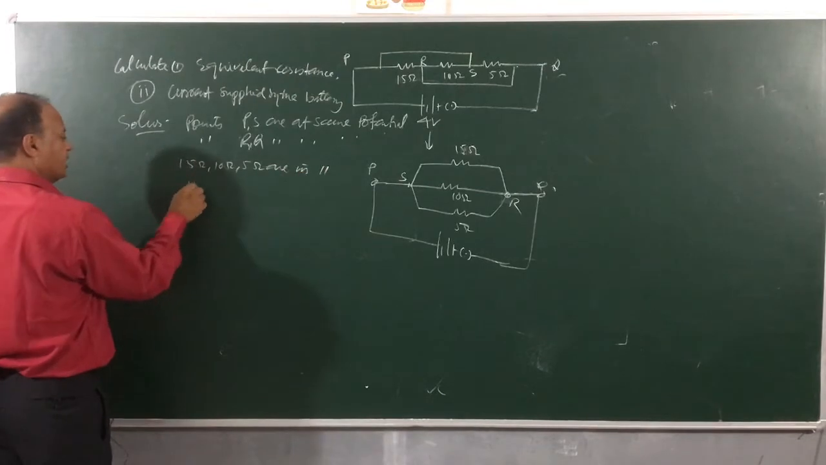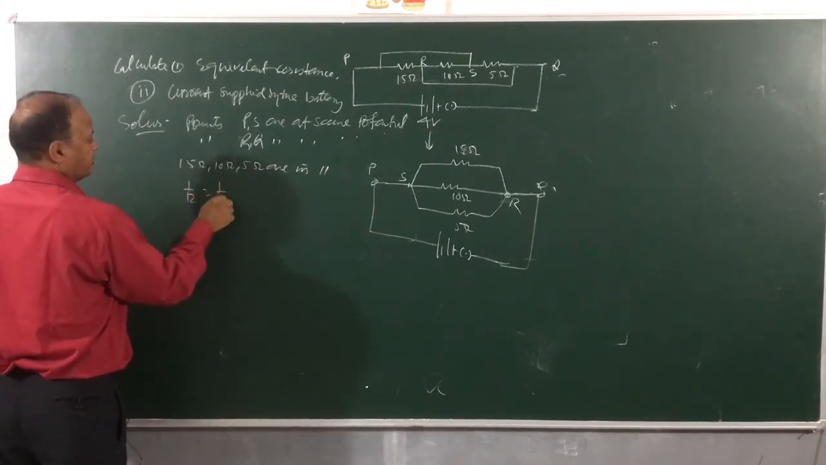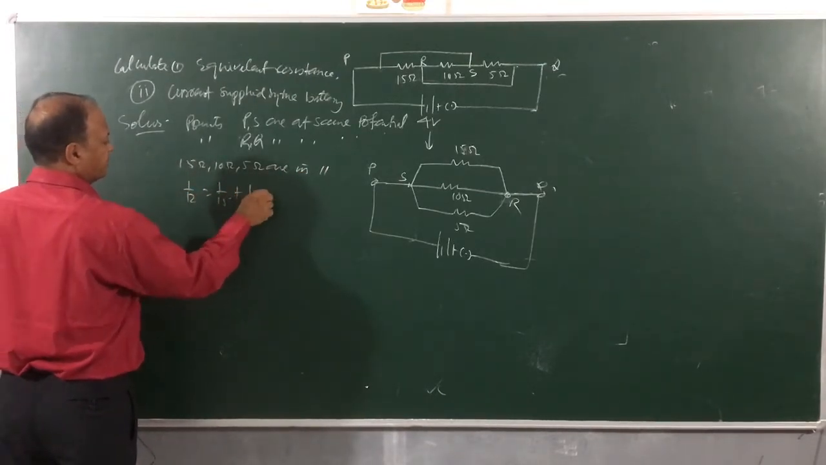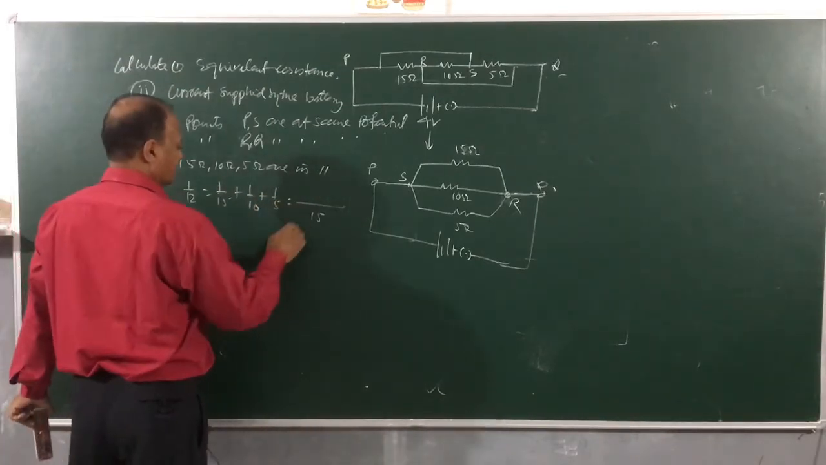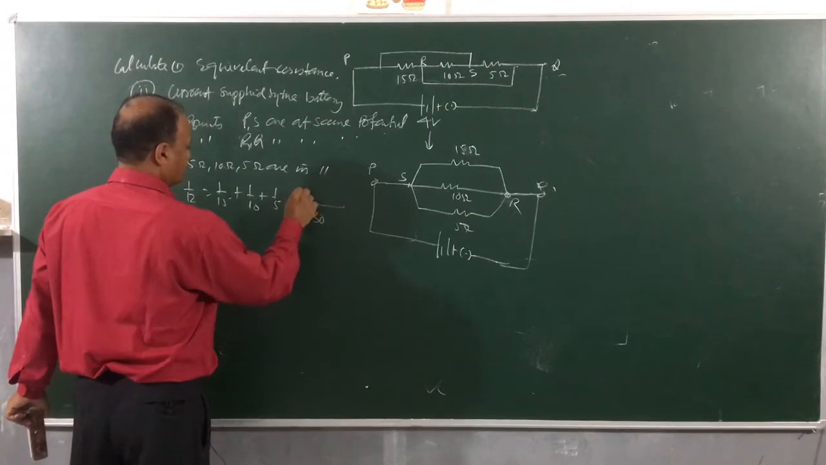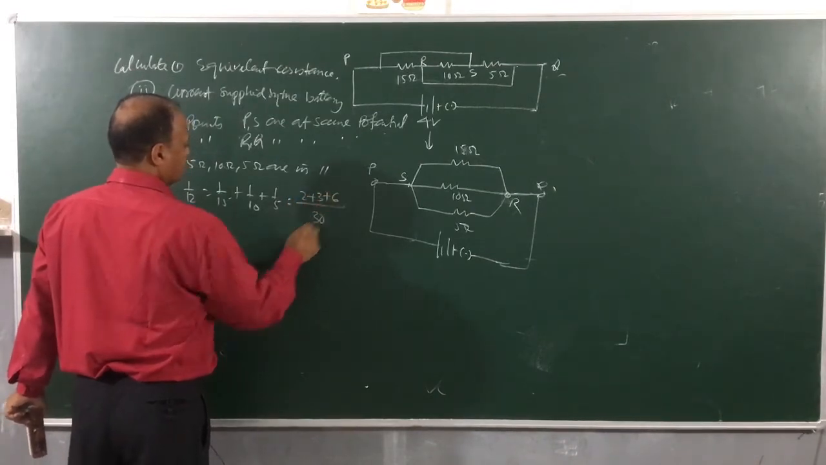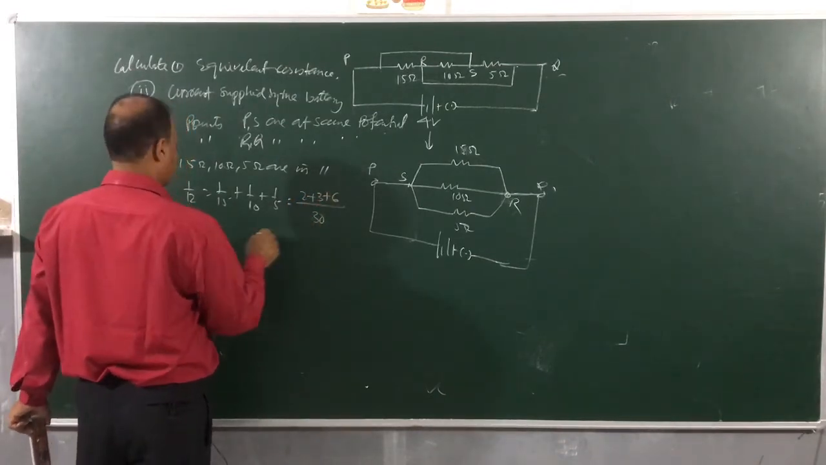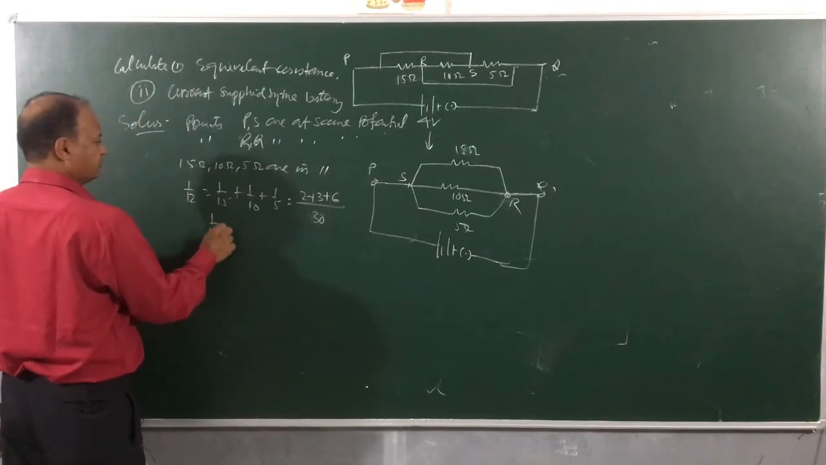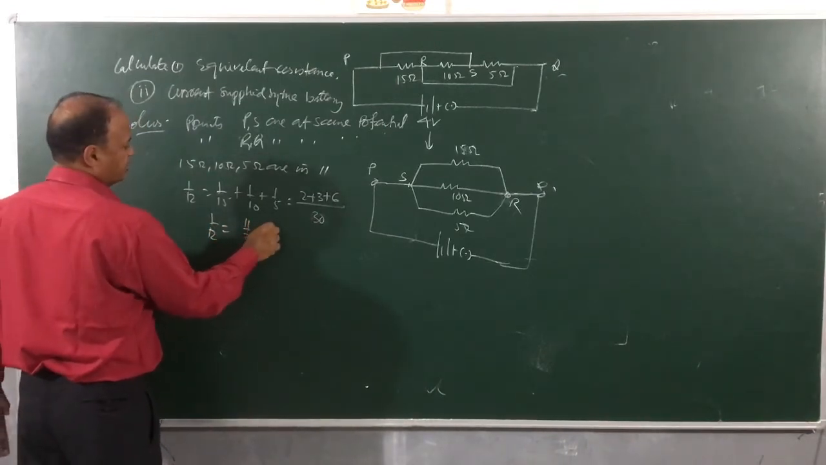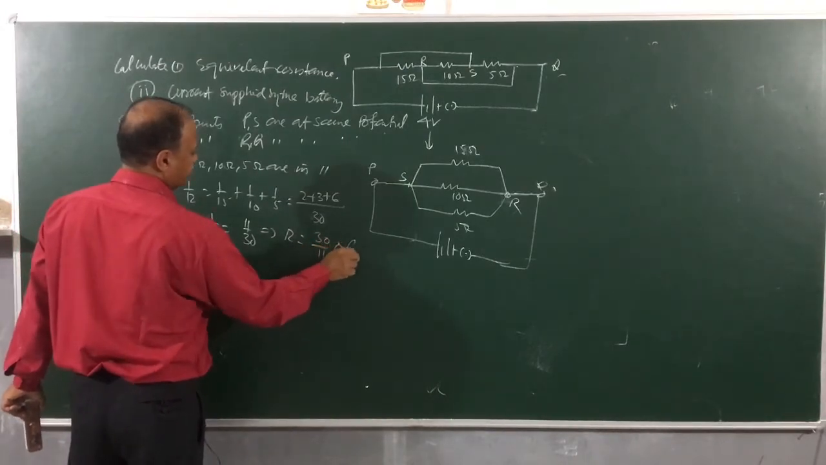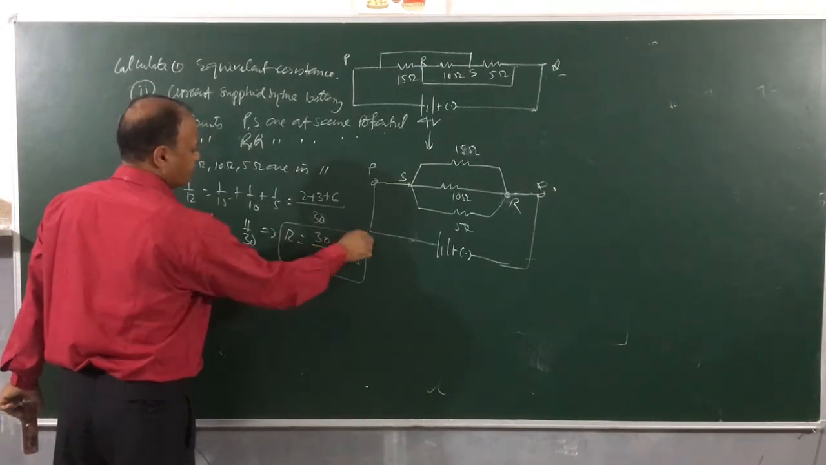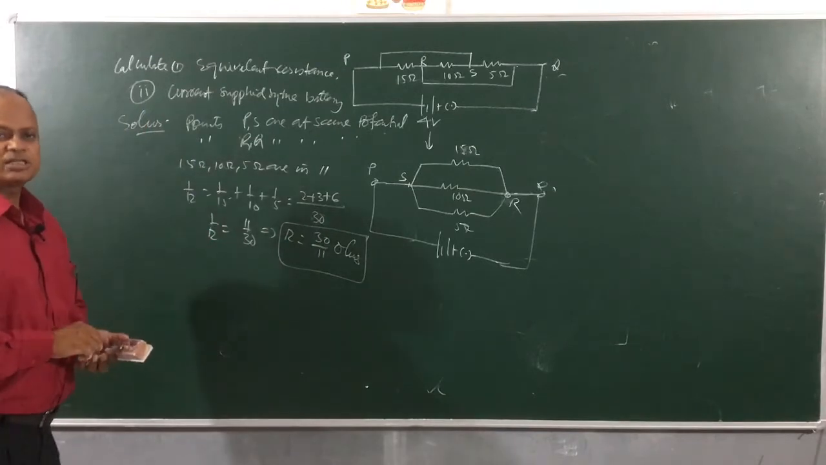So, 1 by R will be how much, children? 1 by 15 plus 1 by 10 plus 1 by 5. 30 is the LCM, 2, 3, 6. So, how much do you get? 1 by R is equal to 11 by 30. So, how much the equivalent resistance? 30 by 11 ohms. So, we got the first answer, R.